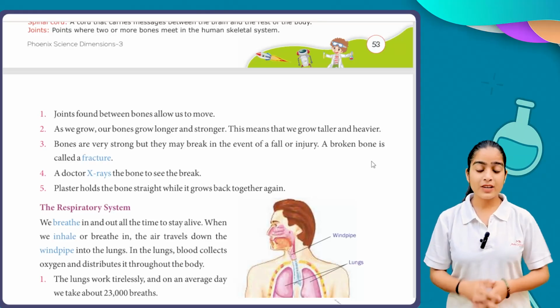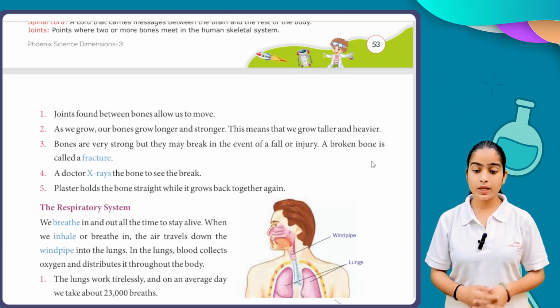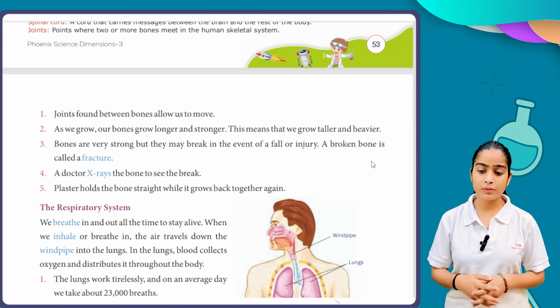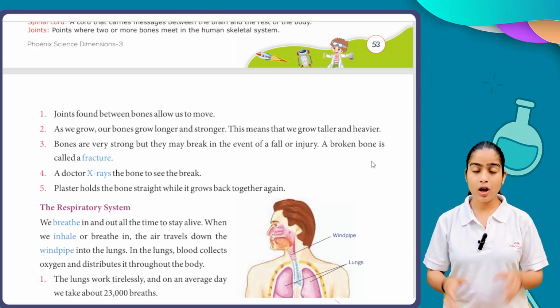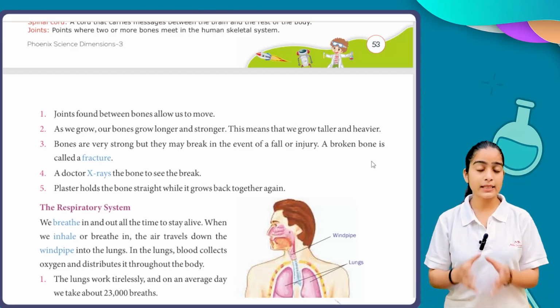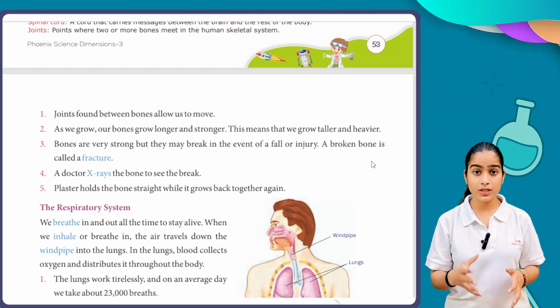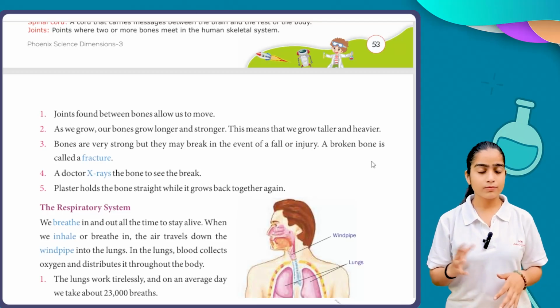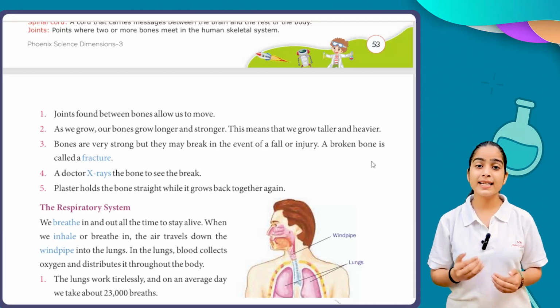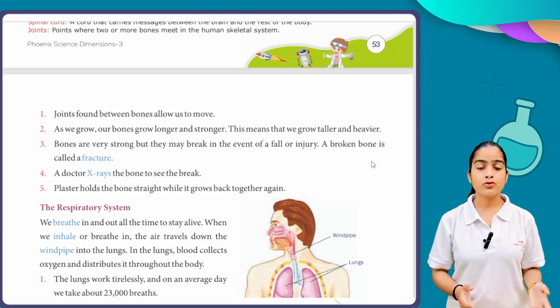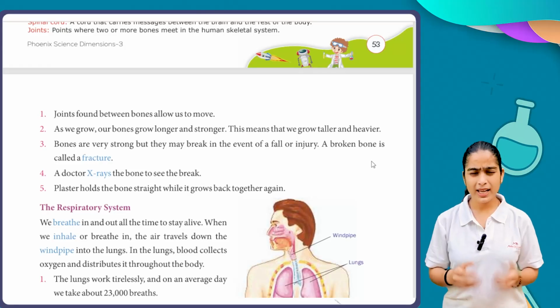Bones are very strong, but they may break in the event of a fall or injury. A broken bone is called a fracture. So whenever you have a breakage in your bones, that is referred to as a fracture. And this happens when you fall down from big trees, or you have any kind of injury while you're traveling.